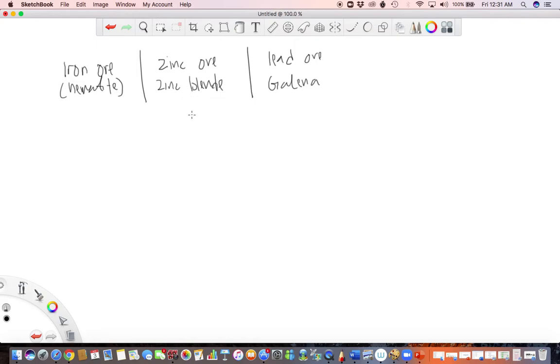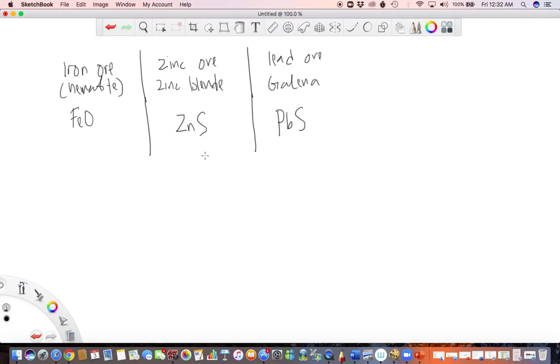Now I just want to give you a general concept. Unlike iron ore, where we find iron as iron oxide, in zinc ore and lead ore, we find them as sulfides instead. So it's zinc sulfide or lead sulfide. Therefore, they have one step that will have to happen before the blast furnace, which is roasting it in the presence of oxygen.